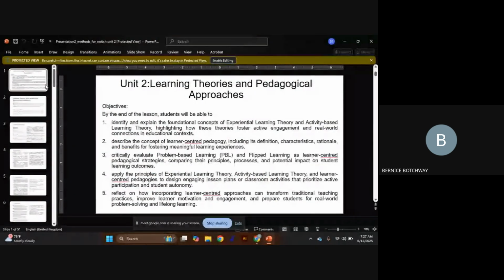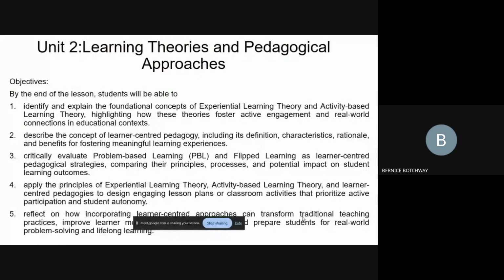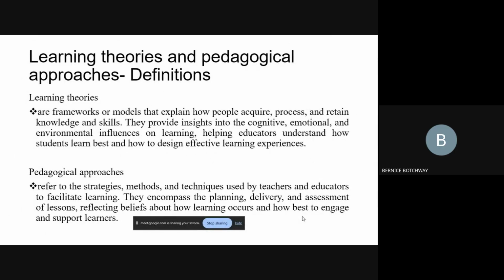So just like our topic for today, learning theories and then pedagogical approaches. Okay, just like learning theories, these theories are fundamental principles. They are the models or the frameworks that explain to us how people acquire knowledge.